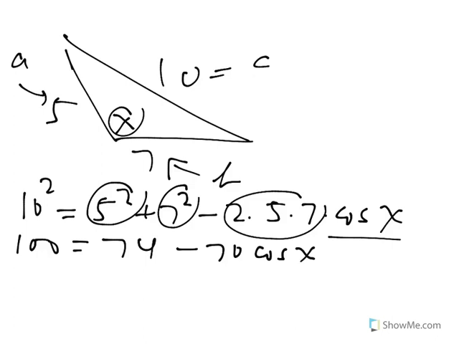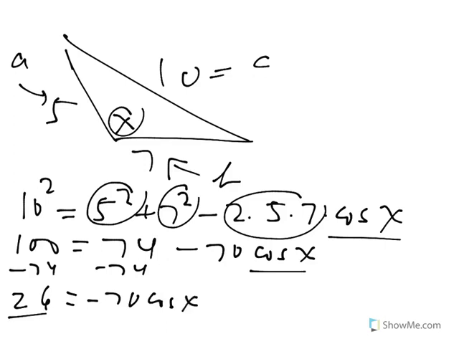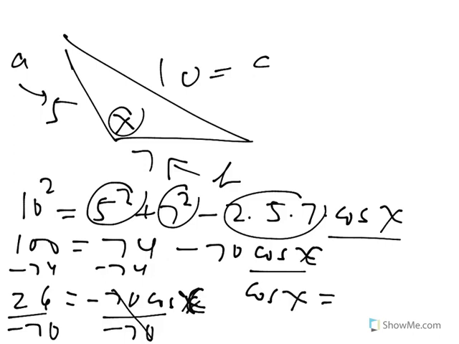Now here's the most dangerous area right here. Don't do 74 minus 70, because you can't combine these, because the cosine x is part of that. Instead, subtract 74 from both sides. Divide both sides by negative 70. And get cosine, sorry, it is cosine x. So cosine x is equal to negative 26 over 70.